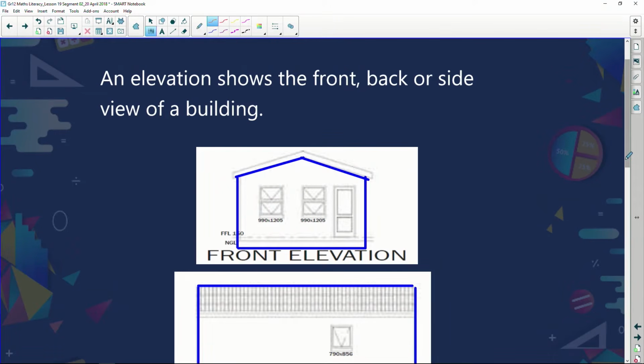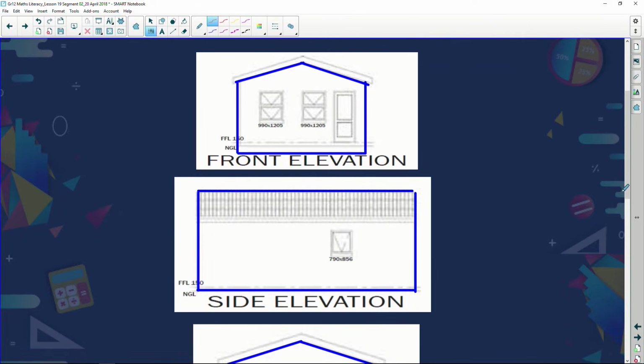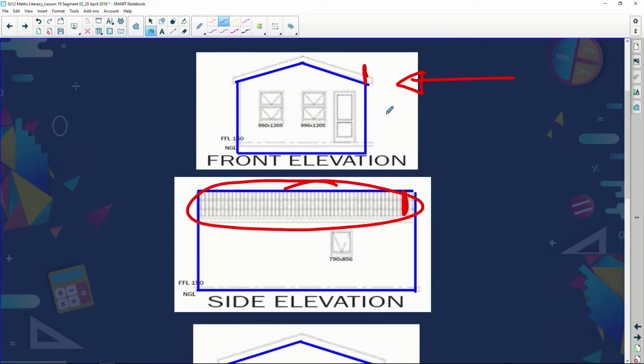So here I have a house, and the elevation shows the front, the back, and the side view of a building. So I'm looking at my house, and I'm seeing the front elevation. And I can see that in this elevation, I have 2 windows, and I have a door. The side elevation now, I'm looking at it from the side. Over here, in this part, I can see I have a ceiling. That's like I'm looking at it from here. So that part is my ceiling, and that's what I see. I can see as well that I've got a window that's coming in on the side of my house.